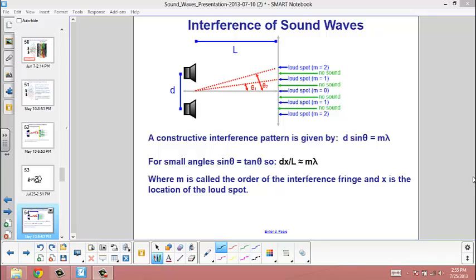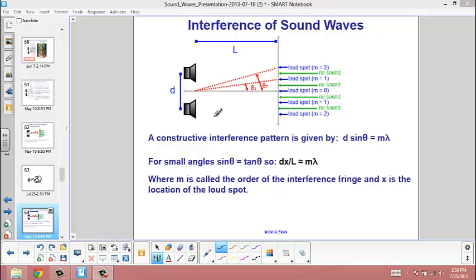Interference of sound waves. A constructive interference pattern is given by the equation d sine theta equals m lambda. For small angles, the sine of theta is equivalent to the tangent of theta. So the x location of the fringe, I'll tell you what that is in a moment, divided by the length, which is going to be the sine or the tangent when we use small angles, is approximated by the m value, the order, times the wavelength.